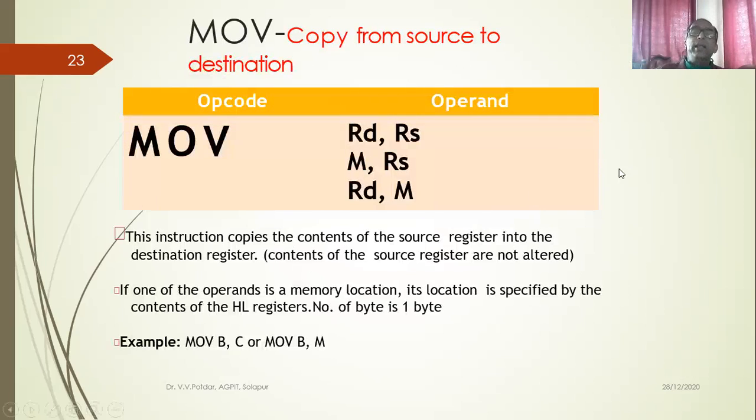The first data transfer instruction is MOV, that is move. MOV is the opcode, and the operands will be Rd, Rs; M, Rs; Rd, M. The instruction copies the contents of the source register into the destination register. The contents of the source register are not altered. If one of the operands is a memory location, its location is specified by the contents of the HL registers. Number of bytes is 1 byte. Example: MOV B, C or MOV B, M, either from register C to register B or from memory M to register B.